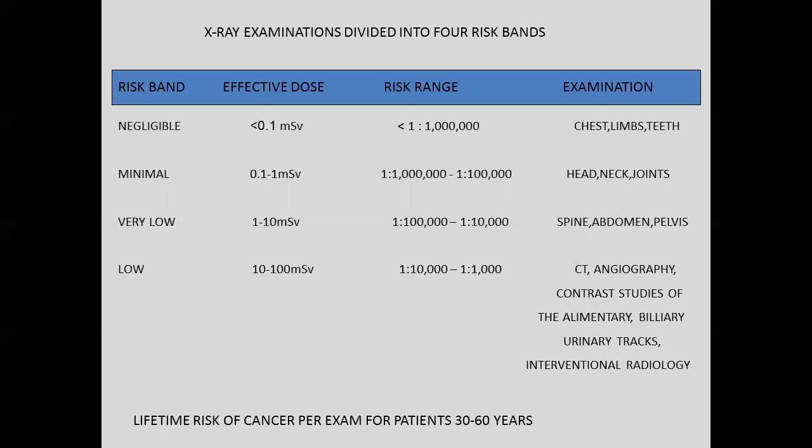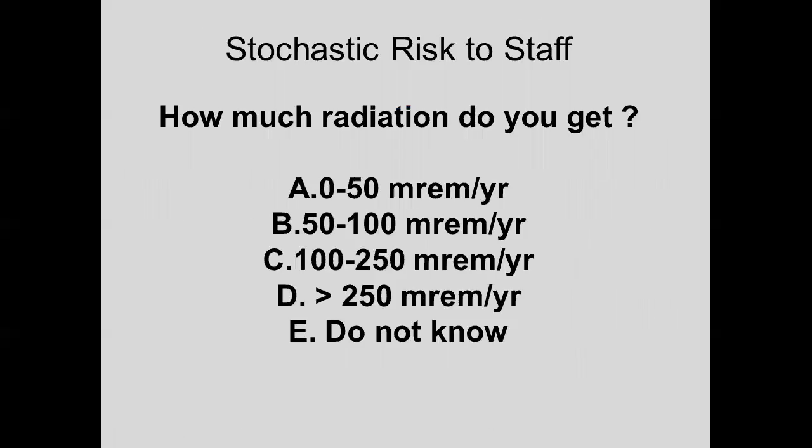Okay, so enough about patients. Let's talk about us. Stochastic risk to staff. The first thing you should know is how much radiation you get a year. Anyone know? I'm going to say no, because no one's seen a radiation badge report, which is sad. Which is the common answer. No one sees these. I don't know why we keep them so secret. I'd like to post them on the wall, but we can't do it.